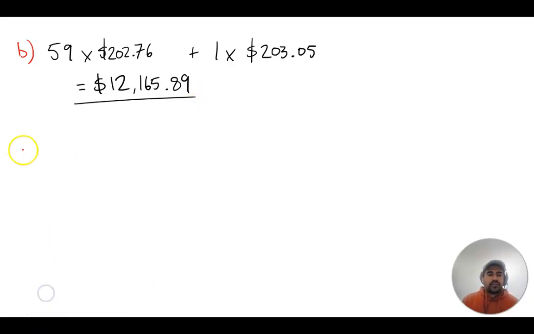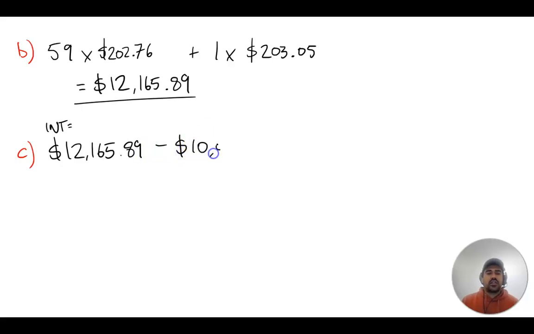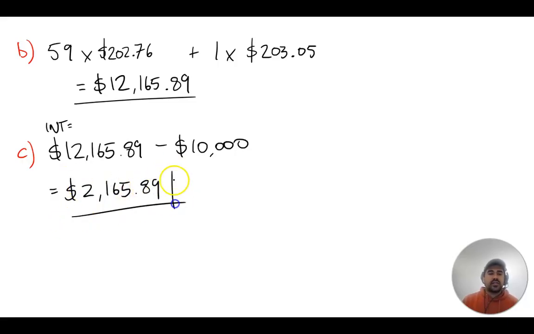Question D is, find the total amount of interest paid, and we're going to round our answer to the nearest cent. So the amount of interest is effectively the difference between how much he's paying back to the bank and how much he borrowed in the first place. The interest is equal to this amount here, take away how much he initially borrowed, which gives us an amount of $2,165.89. This is going towards interest.